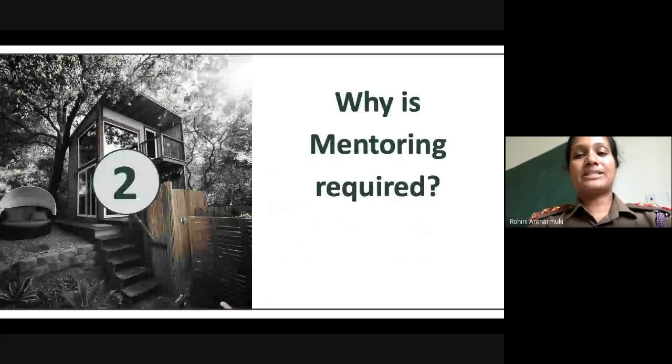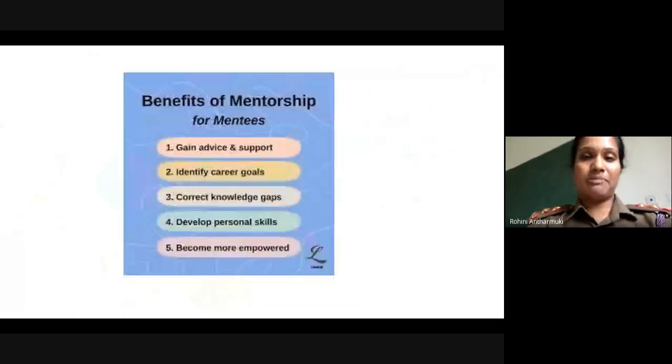Now coming to the question number 2, why is mentoring required? Why is it that anyone requires mentoring? What does it give us? What are the benefits of it? You will gain advice and support, because alone we can't do much, but if there is someone who's guiding us, who's telling us their experience on what path they have traveled through, it's always good.